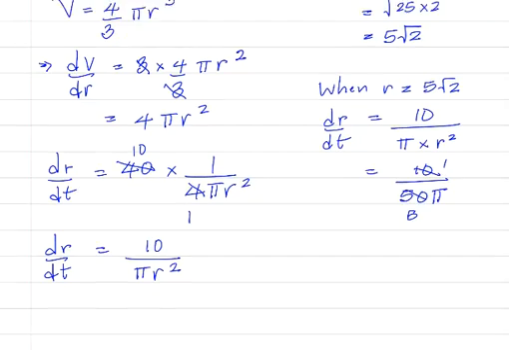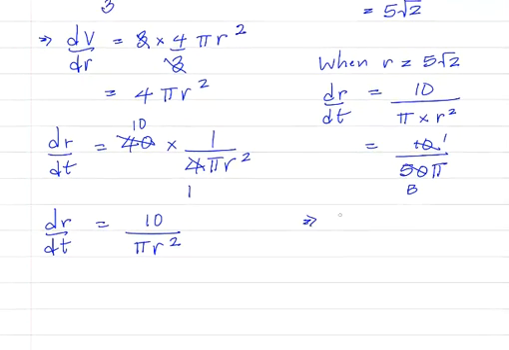Therefore, dr by dt is equal to 1 over 5 pi. And this is centimeters per second. So when the surface area is 200 pi centimeters square, the rate of increase of its radius is 1 over 5 pi centimeters per second.